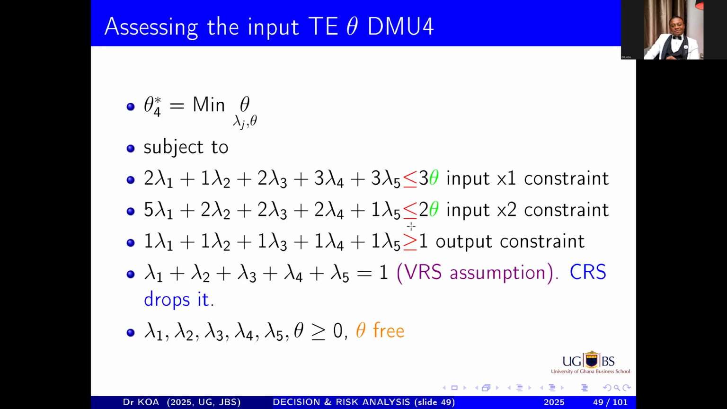Obed and Chris, I want you to take time and write this in your book, and when you're done, let me know. Because the more you write this, the better the chance that you'll be able to remember it. We want to minimize the efficiency score for DMU4. That's theta star 4.